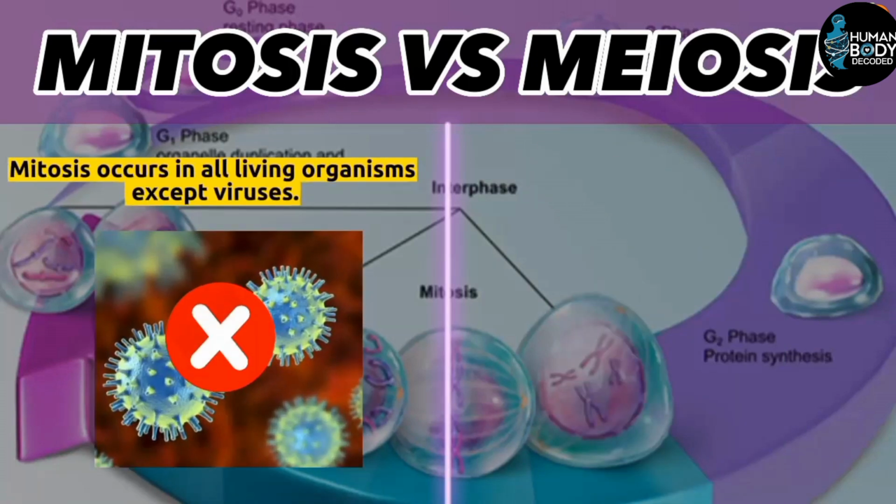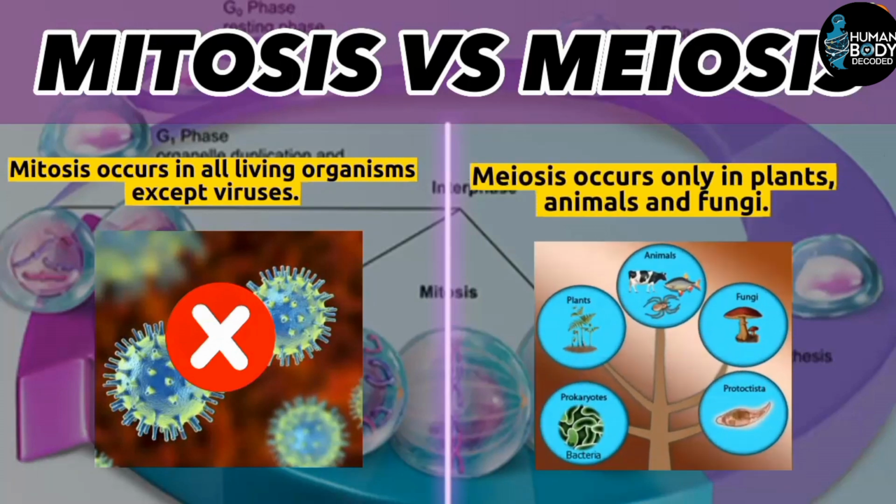Difference number 3. Mitosis happens in all living organisms, except for viruses. On the other hand, meiosis only occurs in plants, animals, and fungi.